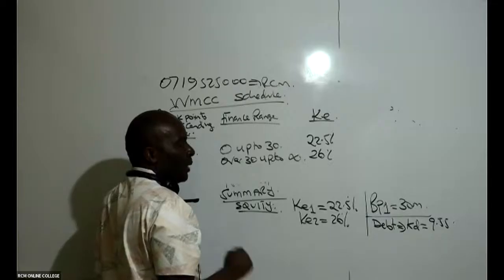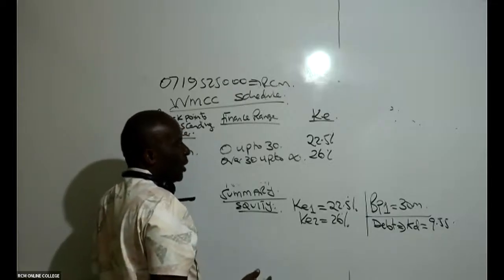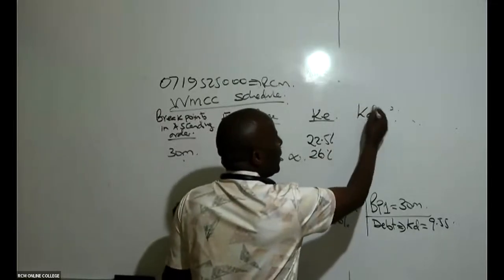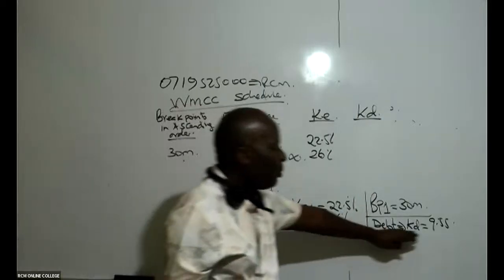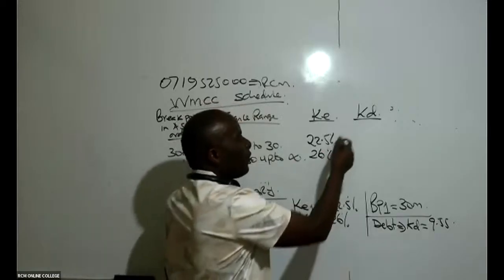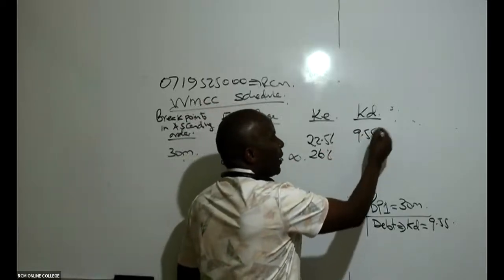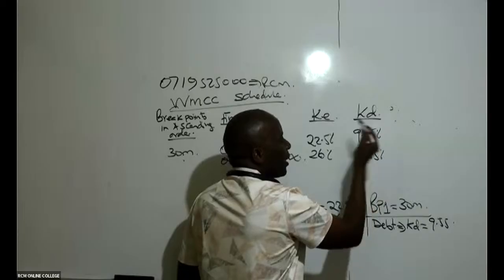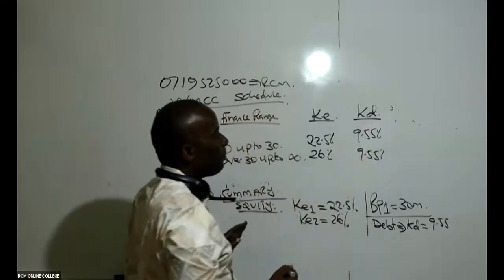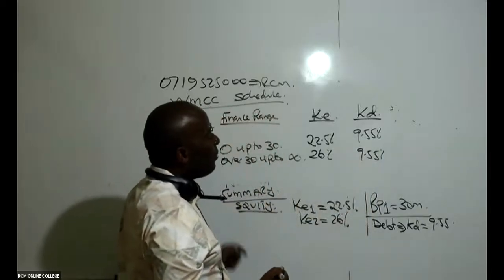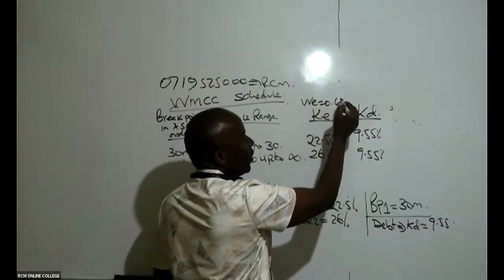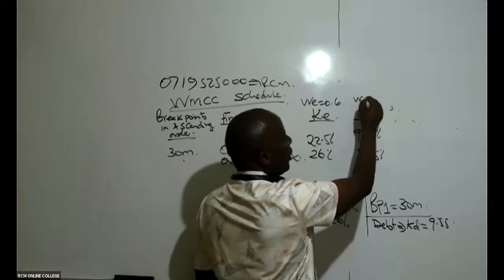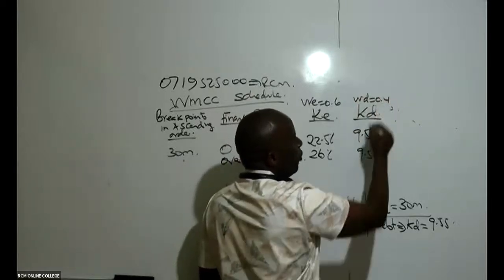I know that's Greek, but I'm not afraid because I know you will understand. How about KD? KD is constant. KD does not have any break point. KD is 9.55%. Is there somebody who is able to remember what the weight of equity was? It was 0.6. And the weight of debt in this case was 0.4.